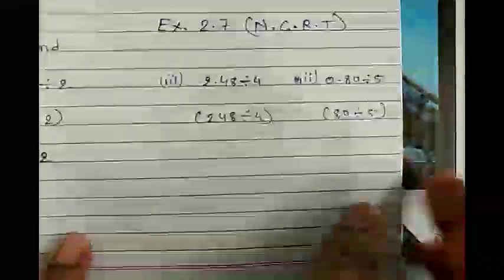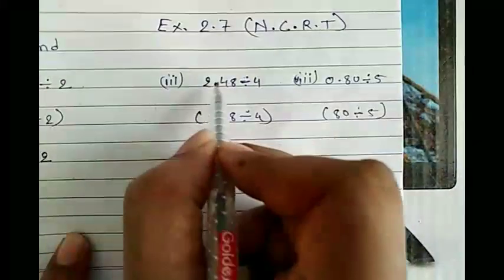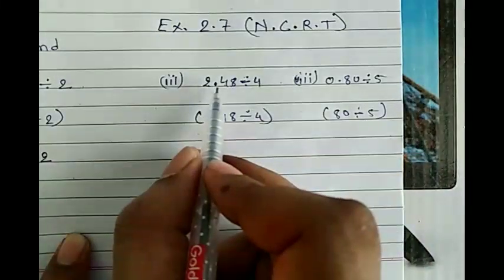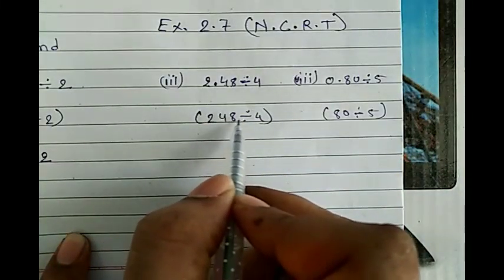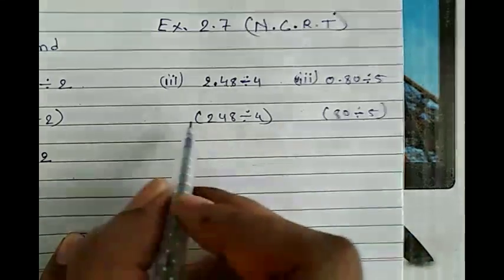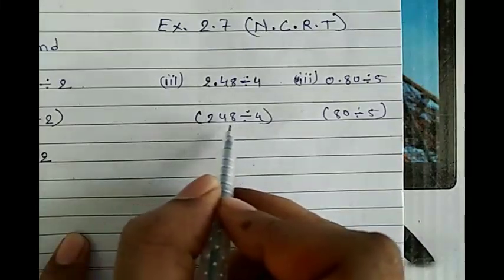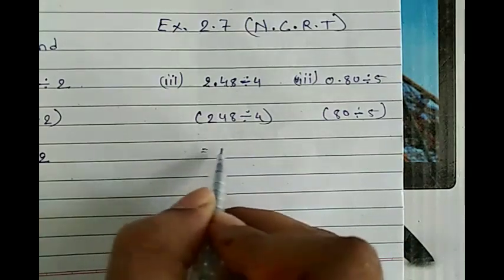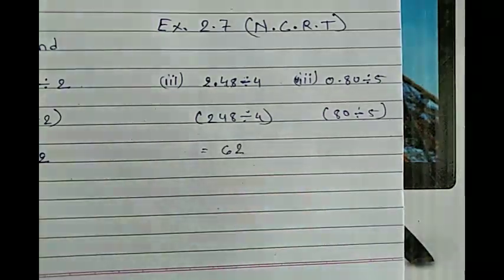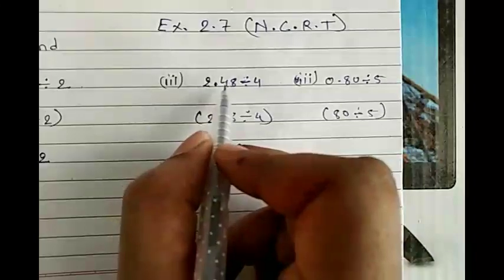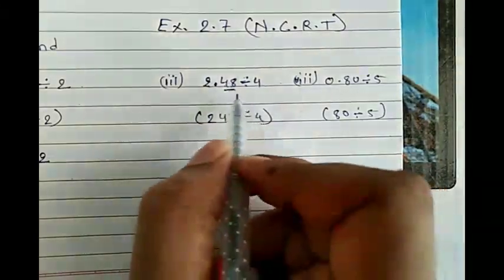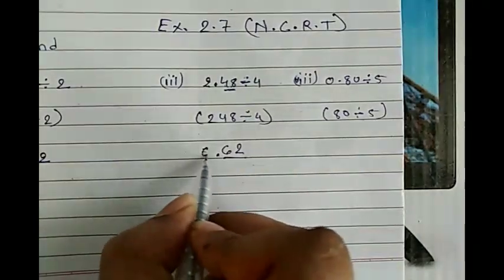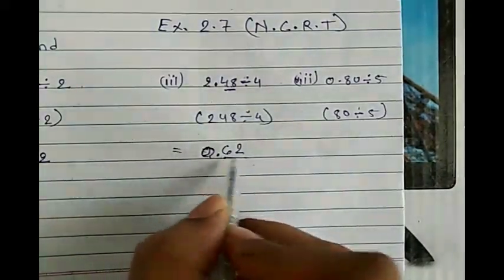The same thing in question number 2, 2.48 divided by 4. Ignore the decimal, write the number 248 divided by 4. Now when we divide 248 by 4, what do we get? 62. There are two digits after the decimal, so we need two digits after the decimal in the answer also. We put the decimal right over here and put a 0. The answer will be 0.62.